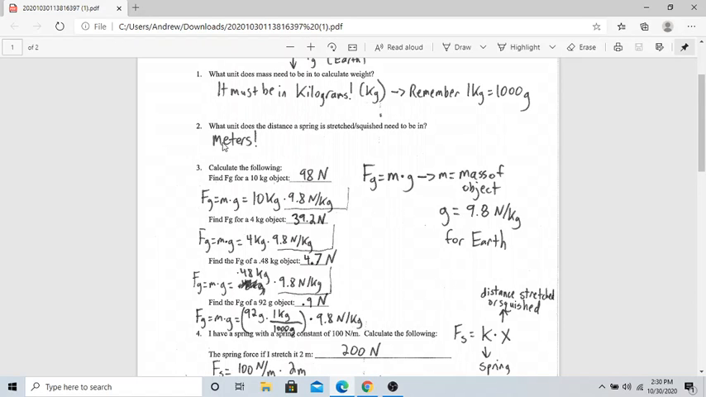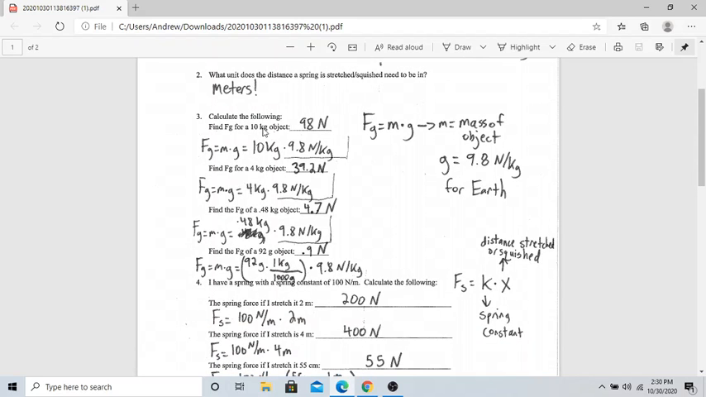I wrote meters down here because, depending on what the spring constant is, which remember is just the number that tells me how much force it takes to stretch a spring 1 meter, that will most likely be in meters. So you'll have to turn whatever you measured into meters. It really depends on how I give you the spring constant. But we can assume, just to make things easier, that you're going to measure it in meters.